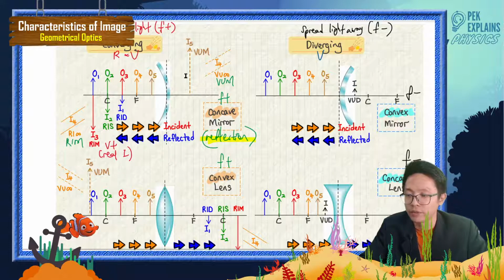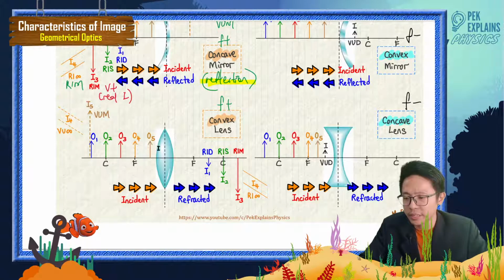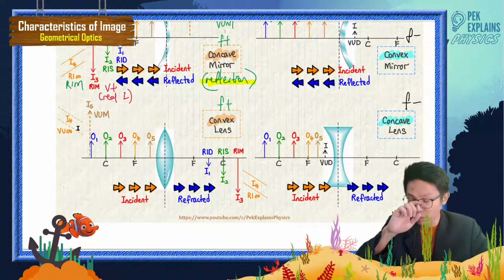From real to virtual. The lens is also the same. Object moving nearer and nearer, the image moves further and further away. The image becomes bigger and bigger also, and from real until it becomes virtual. Yeah, look at it one by one.